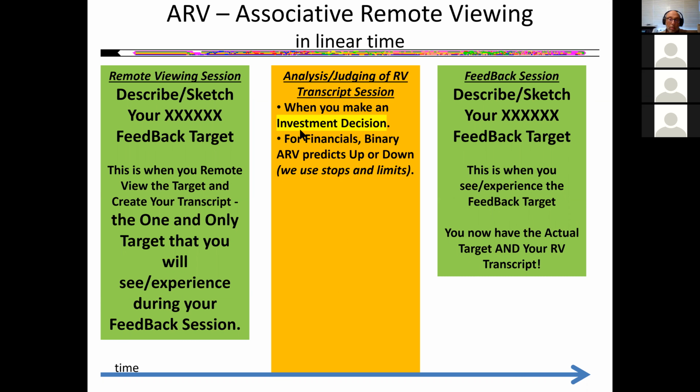Okay, so this is where you make an investment decision. Now for financials, they're basically binary in terms of one financial which has a price change. What we're really asking is, will that financial move up or down? We'll define that much better in what follows, but we basically use stop and limits. So it's not, is it up from the beginning of the day to the end of the day? That is not what we do. We decided that was not the best way, at least for us.